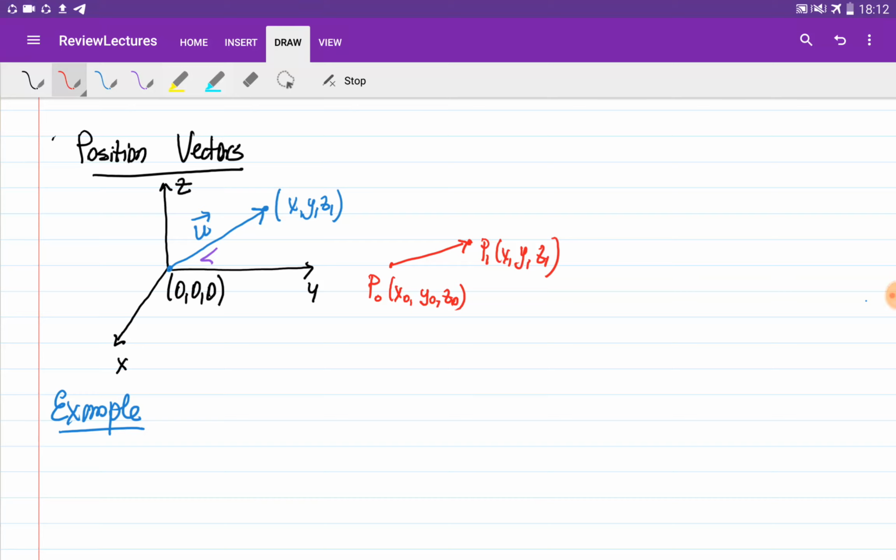Let's review all the topics on analytic geometry. We're going to talk about the vectors, operations with the vectors, and also we're going to talk about the equation of the lines and the planes in higher dimensions using the vectors.